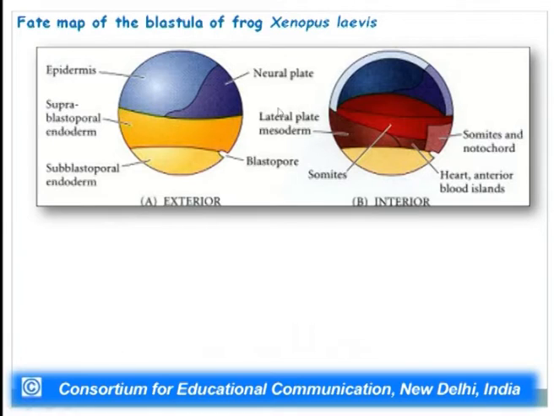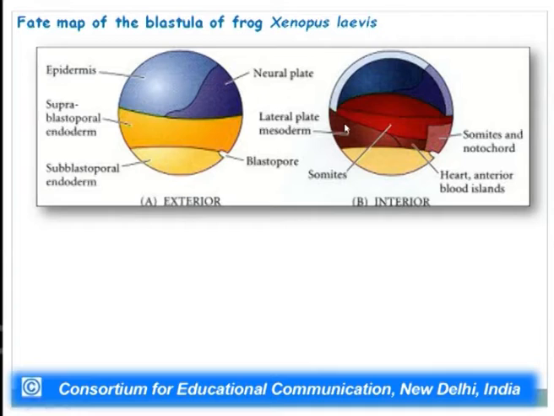So, the animal hemisphere cells on the exterior are ectodermal and will give rise to the ectodermal germ layer, and these are the endodermal layer, and here you can see the blastopore is developing, and that is why it is called the suprablastoporal and subblastoporal endoderm. The blastopore is the point from where gastrulation starts. The blastopore means a hole. So, all the cells which have to go inside go through this blastopore.